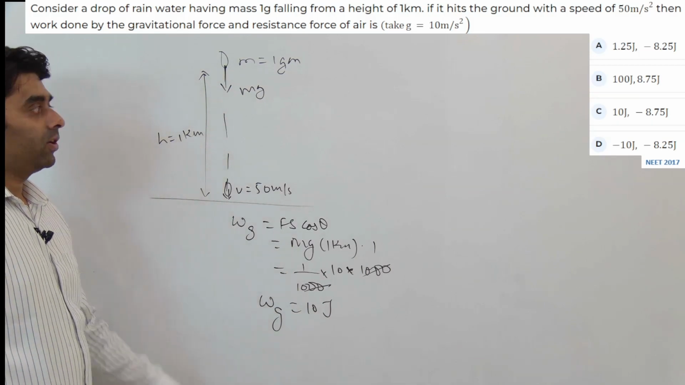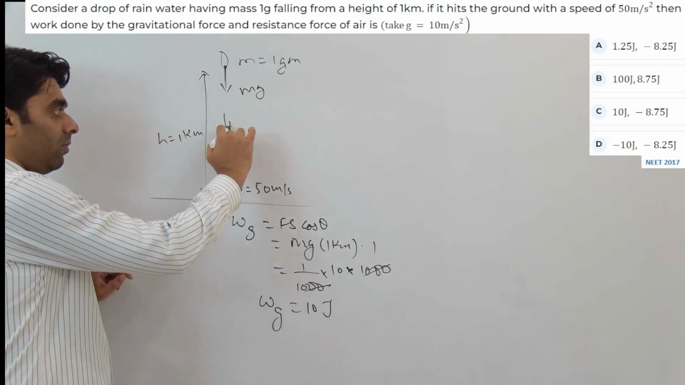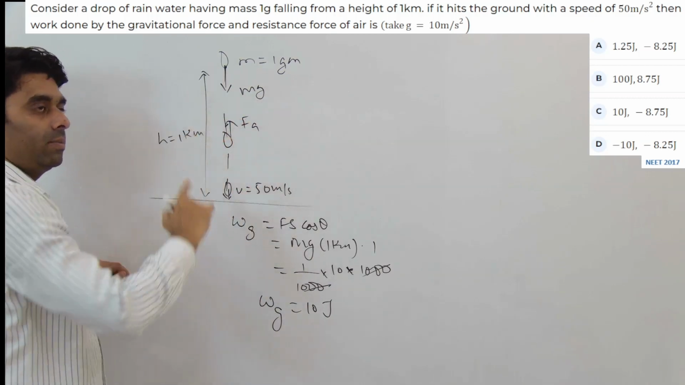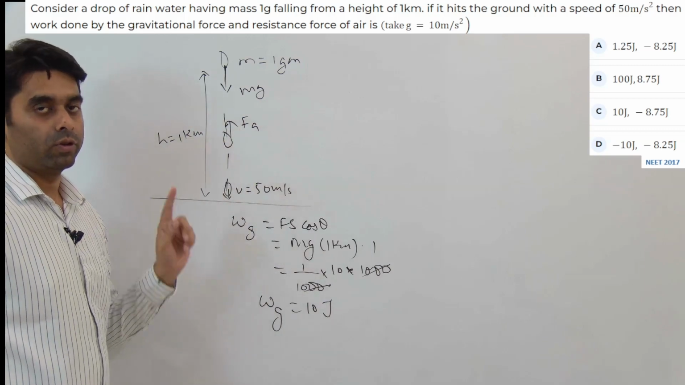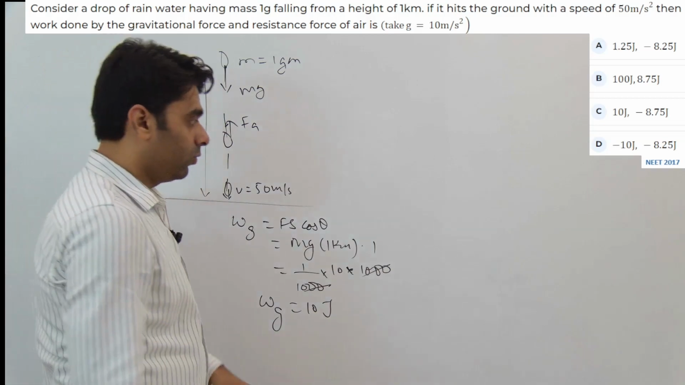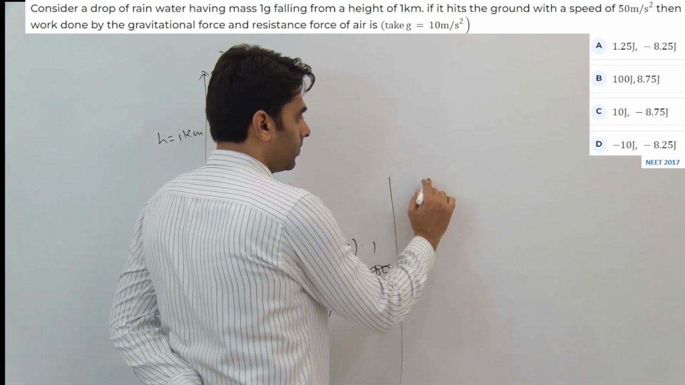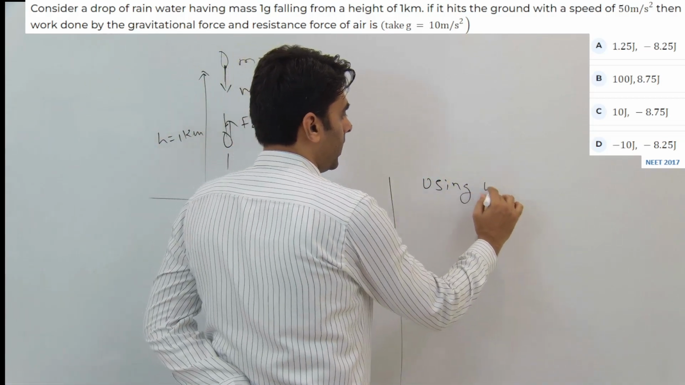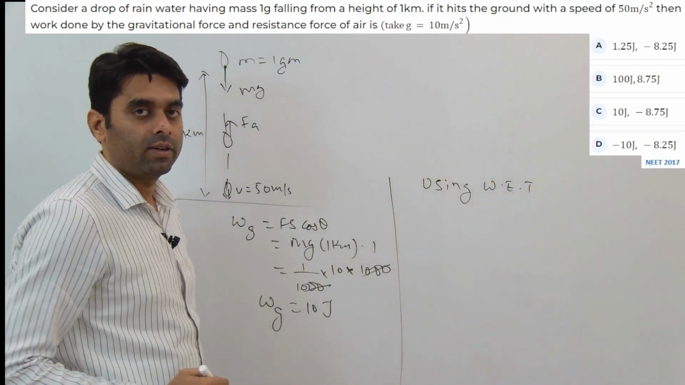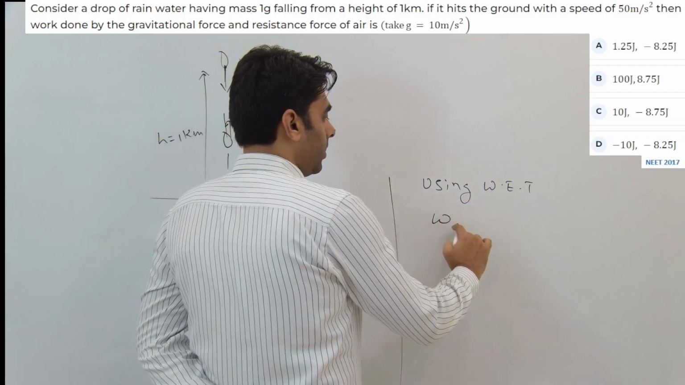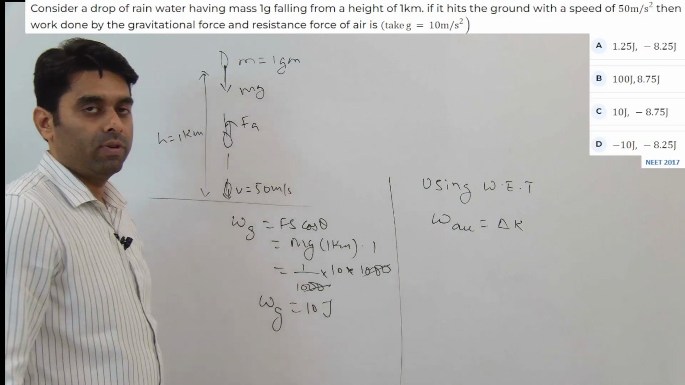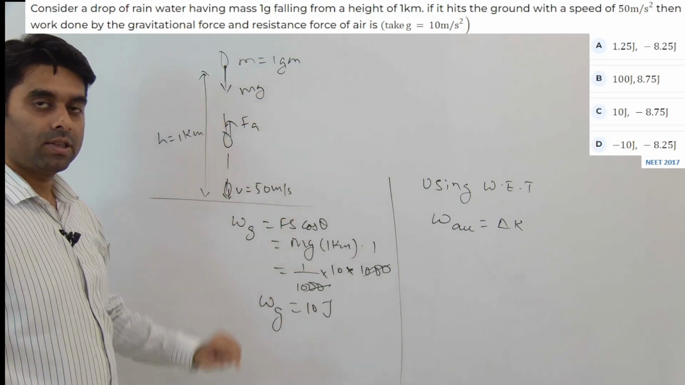Now to find out work done by air resistance, when this drop will be moving downward, the force of air will be acting. That means air resistance is always an opposing force. So air resistance force will be upward. How do we calculate? For that we will use the work energy theorem. What does our work energy theorem give us? Work done by all forces is equal to delta K. Which forces are doing work? Gravity is doing work and resistance force is doing work.